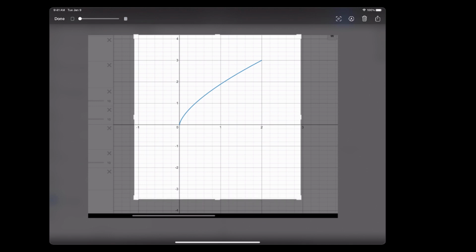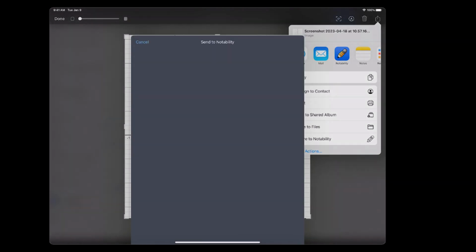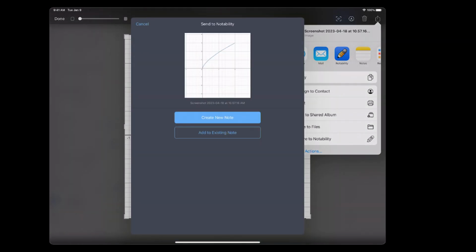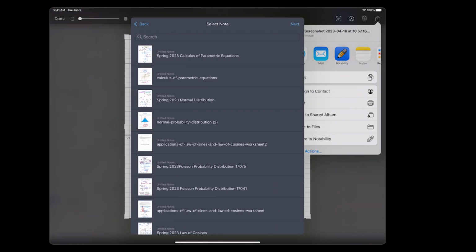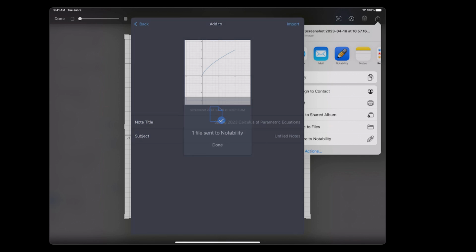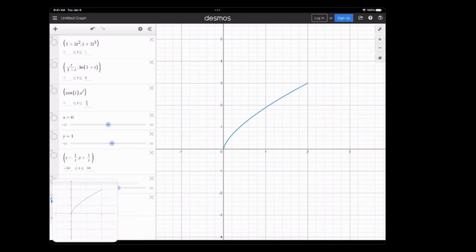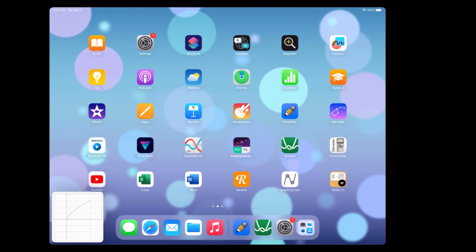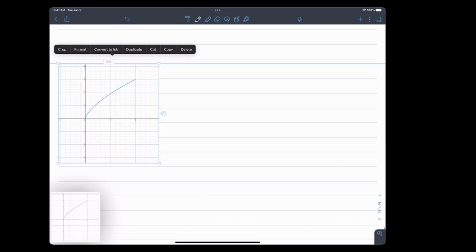So I'm going to take all of that in and say, okay, import that into Notability. Not a new note. Calculus of parametric equations. I think this is it right here. I hope. There we go.